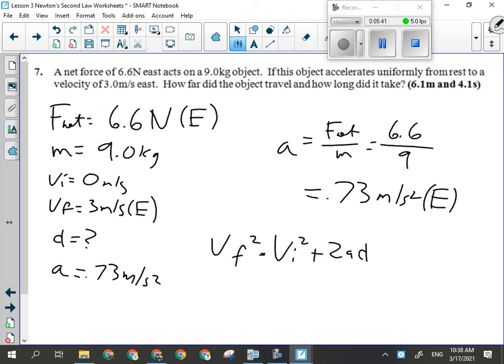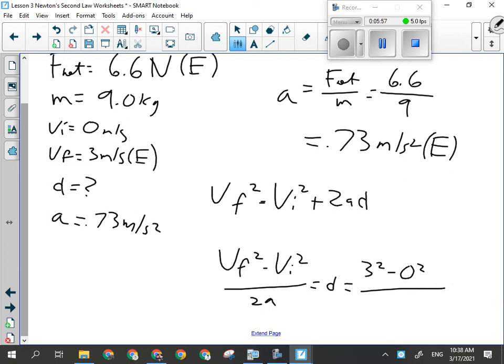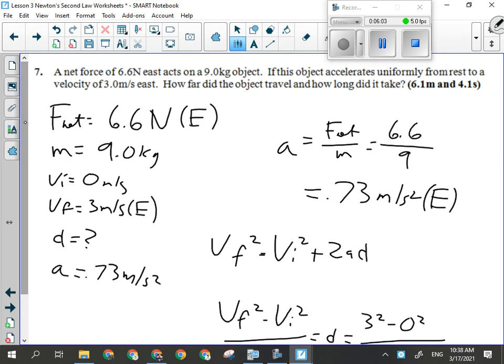Okay, because I have d, I have vi, I have vf. I'm just manipulating for d, so vf squared minus vi squared over 2a equals d. So 3 squared minus 0 squared divided by 2 times 0.73. And that should give us our displacement of 6.1 meters. Then once I have that, I can use any of the acceleration formulas I want to calculate t.